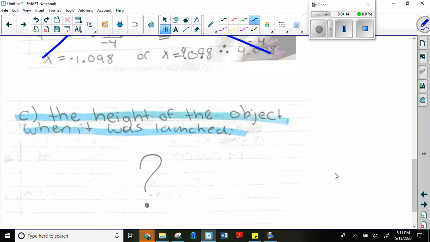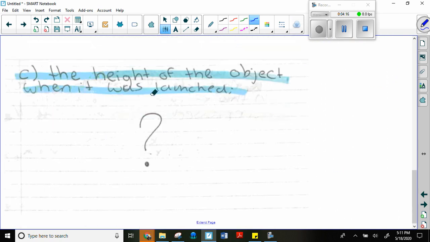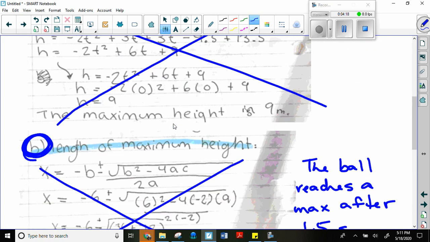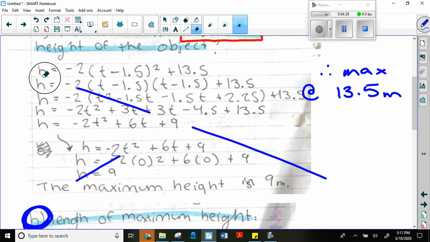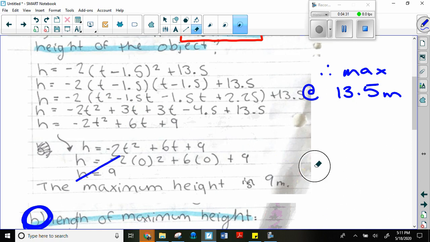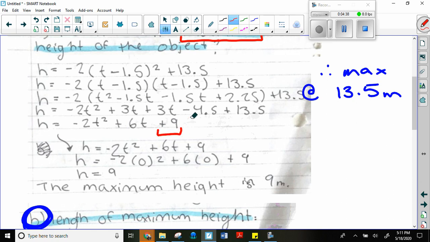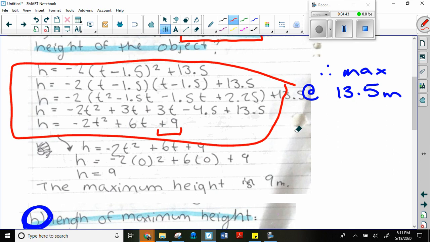And then the last thing is the height of the object when it was launched. You did this work, believe it or not. All of this is the money ball up here. So I'm actually going to erase those because I've decided I want that. And we want the y-intercept. That's this value right here. So all of this work goes for C.